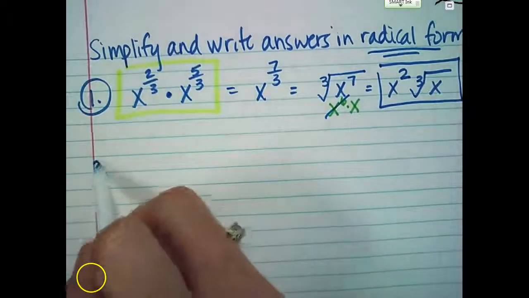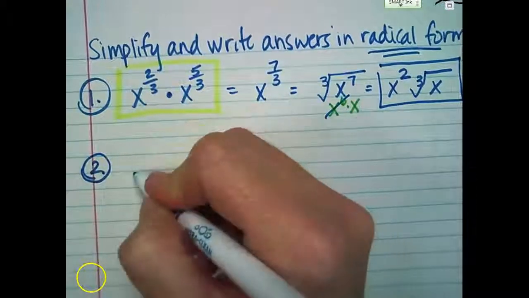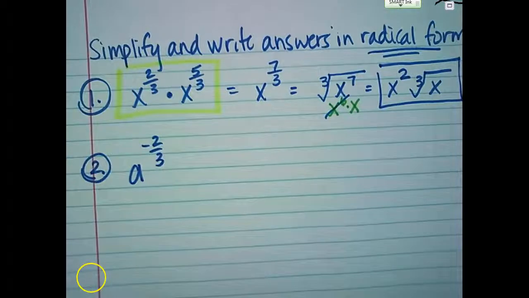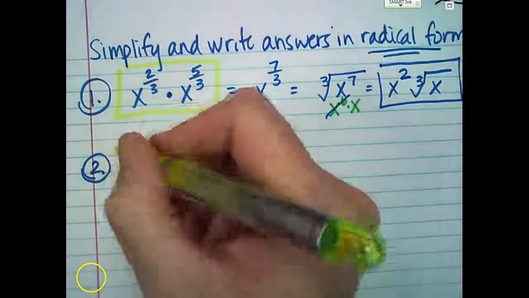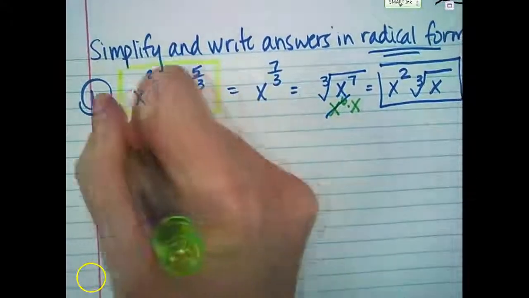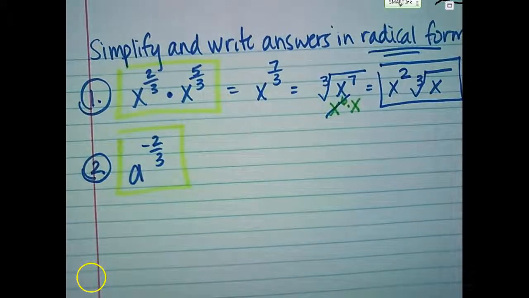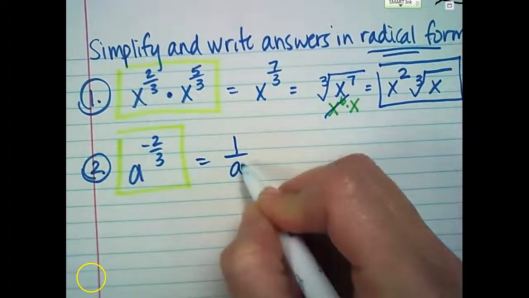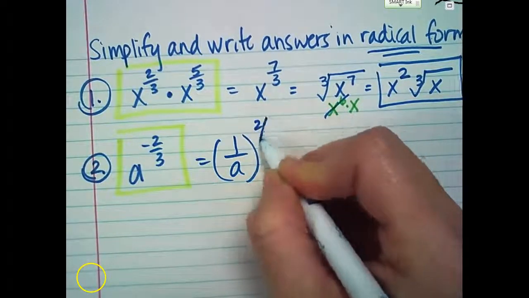Number 2. How about a to the negative 2/3? The directions are write using the radical. Just like before, where should we start? Yeah, so it's actually 1 over a to the what power? 2/3.